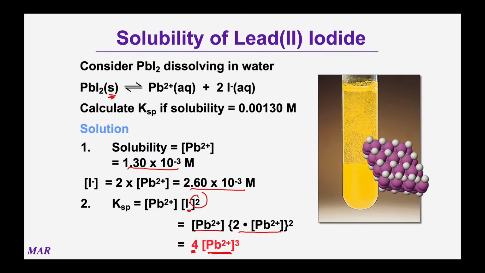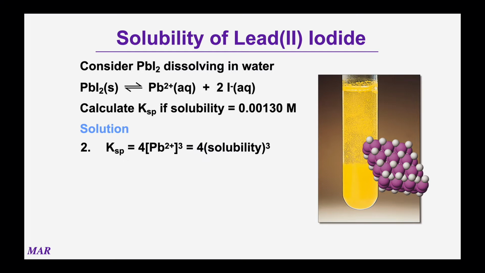To figure out Ksp, there are 2 ways you could do it. You could literally take the lead and multiply it by the iodide squared, and that's fantastic. But if you go through a little math, you'll also see that Ksp equals 4 times the lead ion to the third power. And there's a use for that here, I'll show you in a little bit. Anyway, whichever way you do it, you can absolutely get the right value. Pb2+, remember, was equal to the solubility. So you can rewrite 4 times Pb2+ to the third power as 4 times the solubility to the third power. I'm going to do my problem this way.